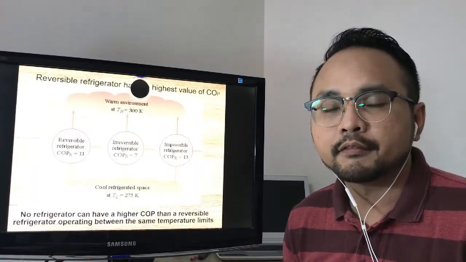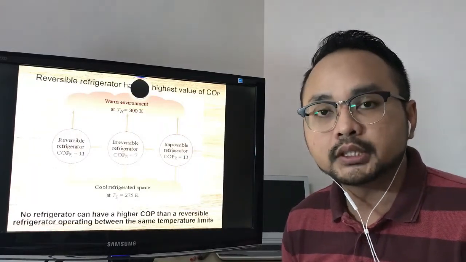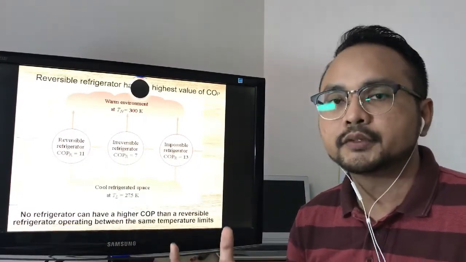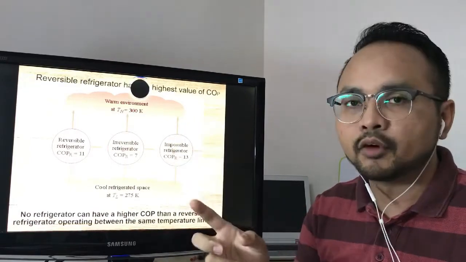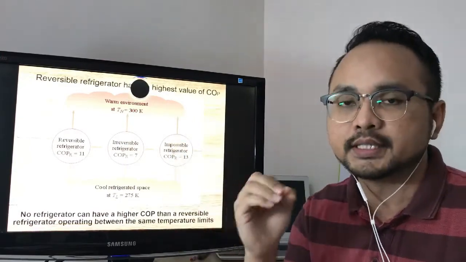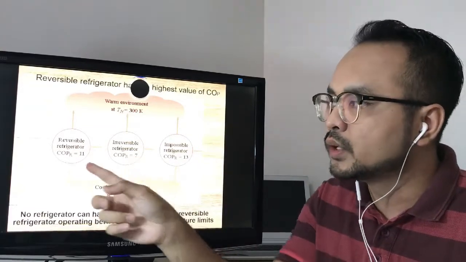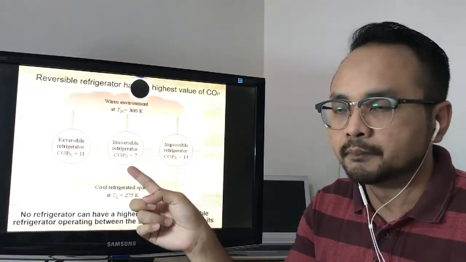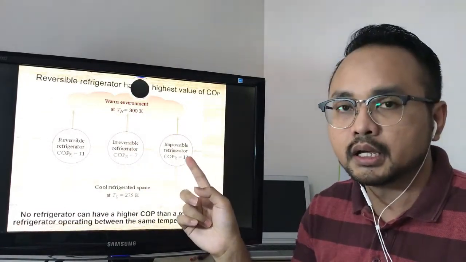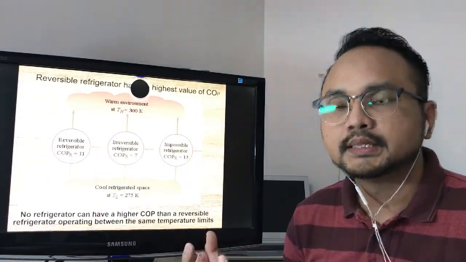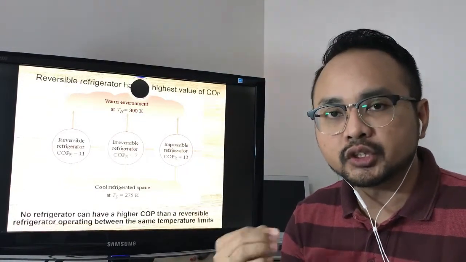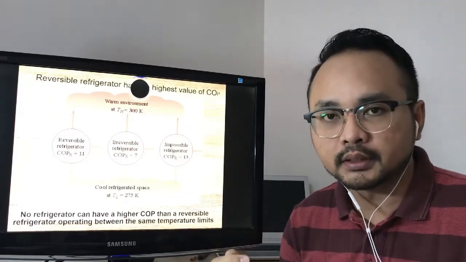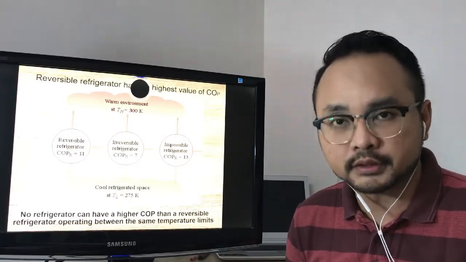So for example, we have a reversible refrigerator and we measure its COP as 11. Then if we have a new refrigerator operated under the same reservoir or environment, and we measure the COP, let's say the COP is lower than the COP of the reversible refrigerator, so this refrigerator is irreversible. If it is over, then that refrigerator is impossible. Same as the heat engine, the COP of a new refrigerator should not exceed the COP of the reversible refrigerator if it is operated under the same environment or reservoir.